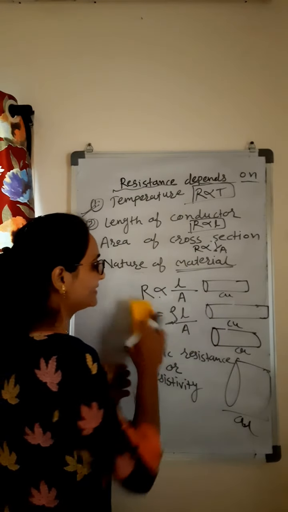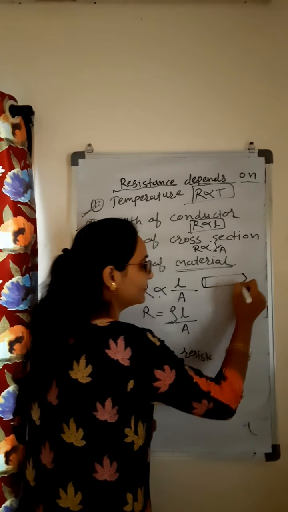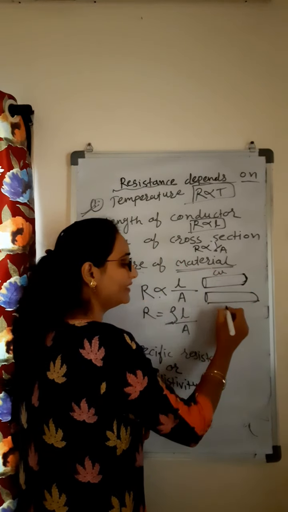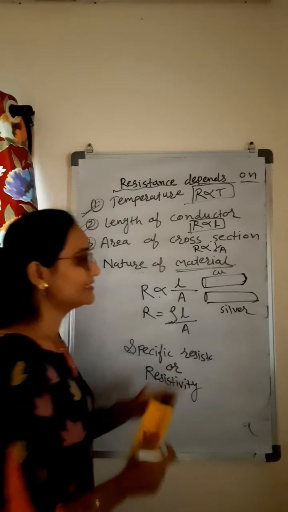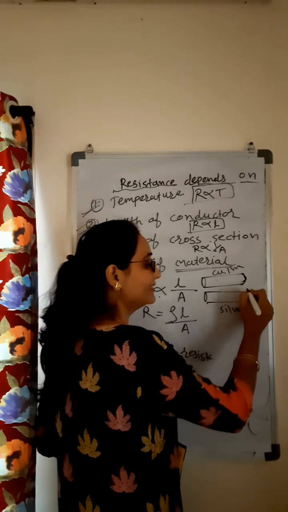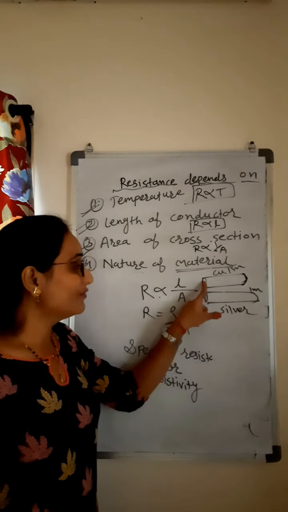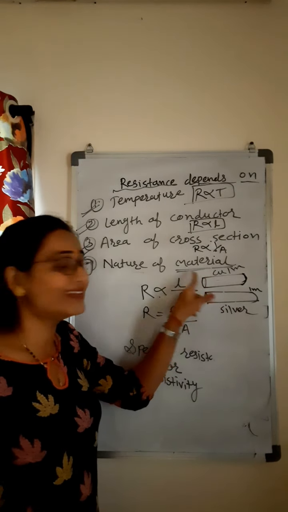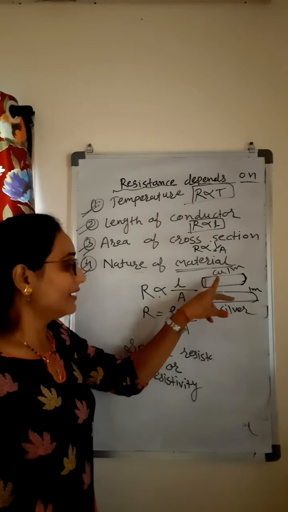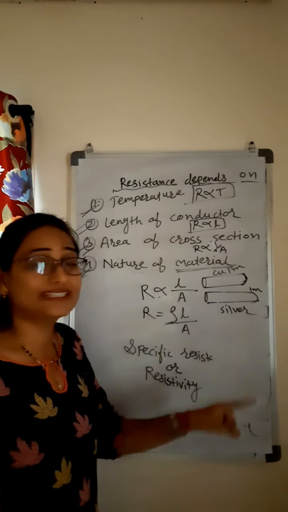Now suppose one more example I will give you here. If I have another wire, suppose this is made up of copper, this is made up of silver. This is also 1 meter length, this is also 1 meter length. Now it is made up of copper, it is made up of silver. If I connect this conductor in a circuit, how much resistance will it provide? You will say they will provide the same resistance.